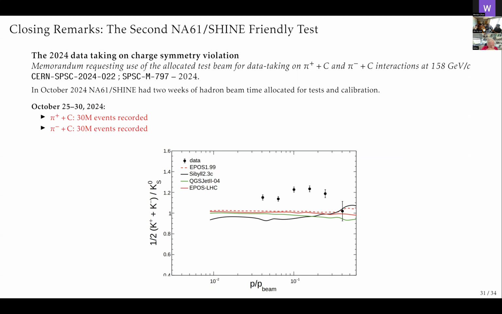Right. So as I mentioned, those data are already recorded. The pion-carbon scattering, 30 million events each. So as before, the statistics will not be an issue. We will have a very nice, good quality measurement. Now it only depends on the available manpower when we'll be able to complete it.